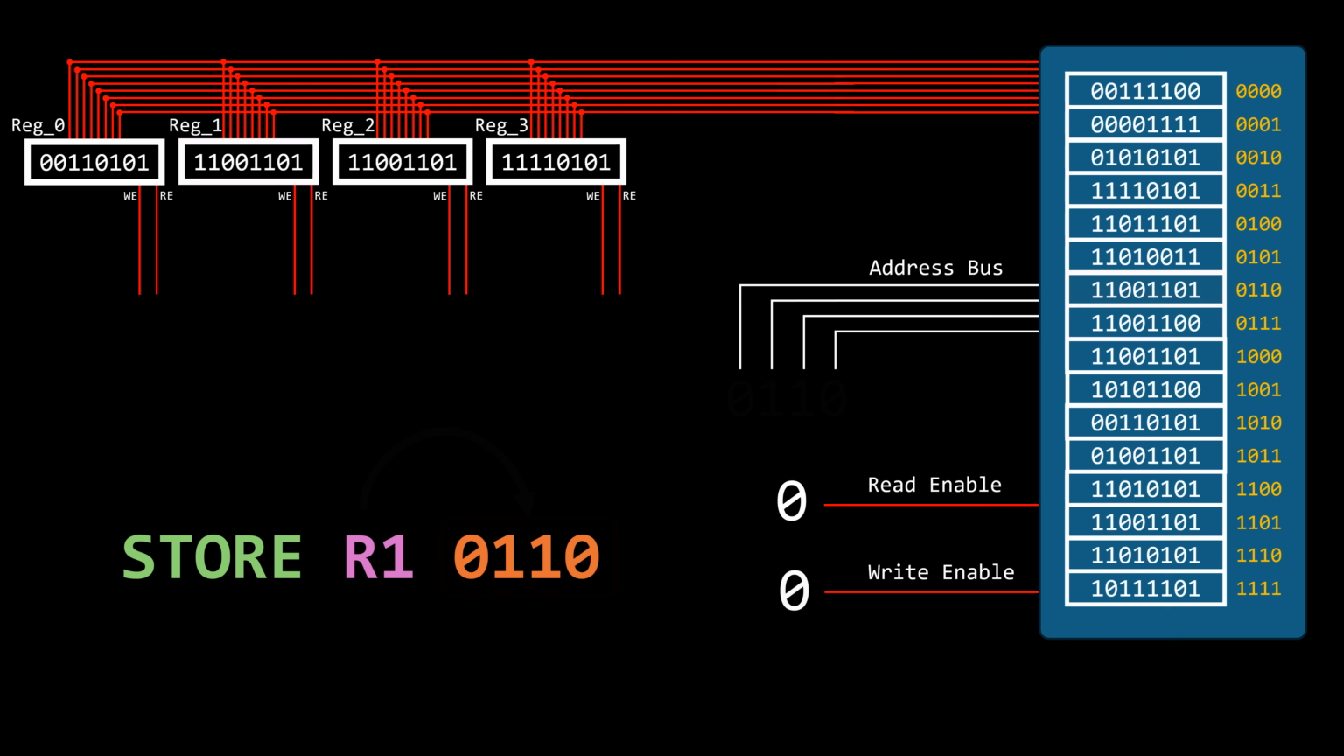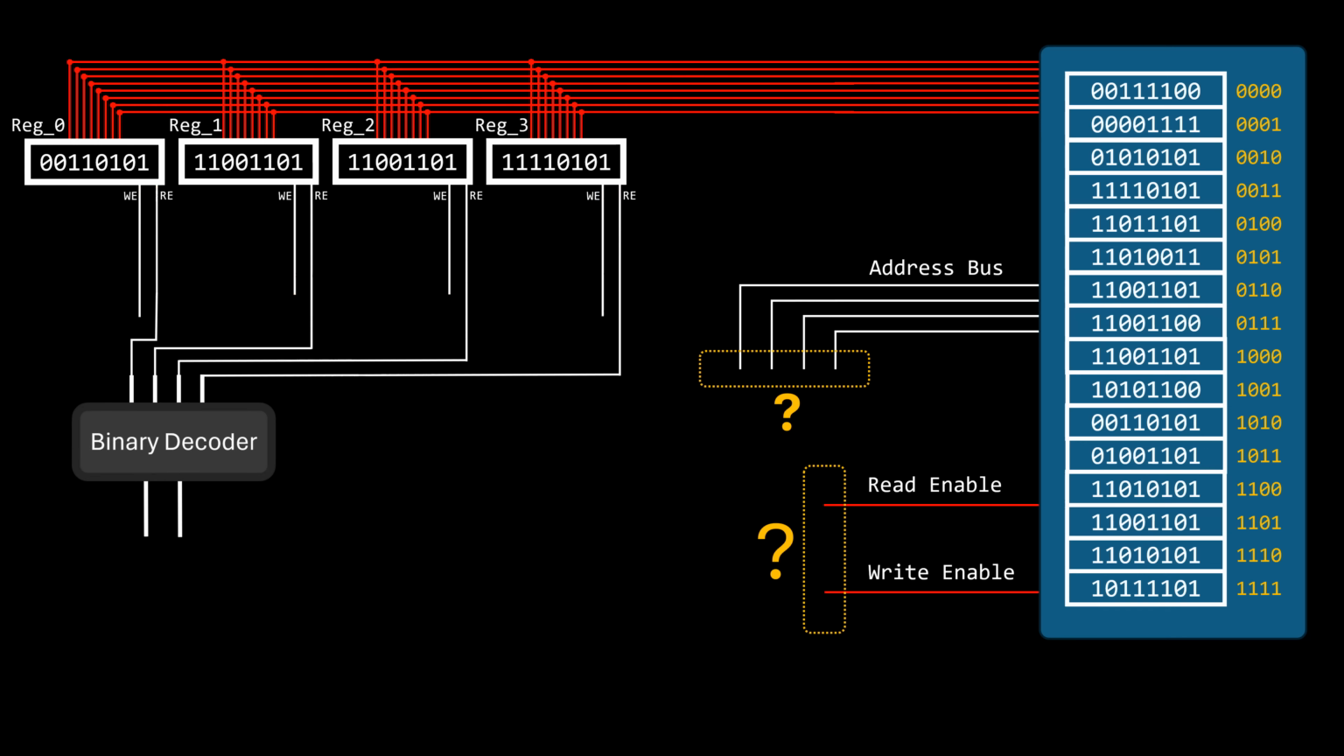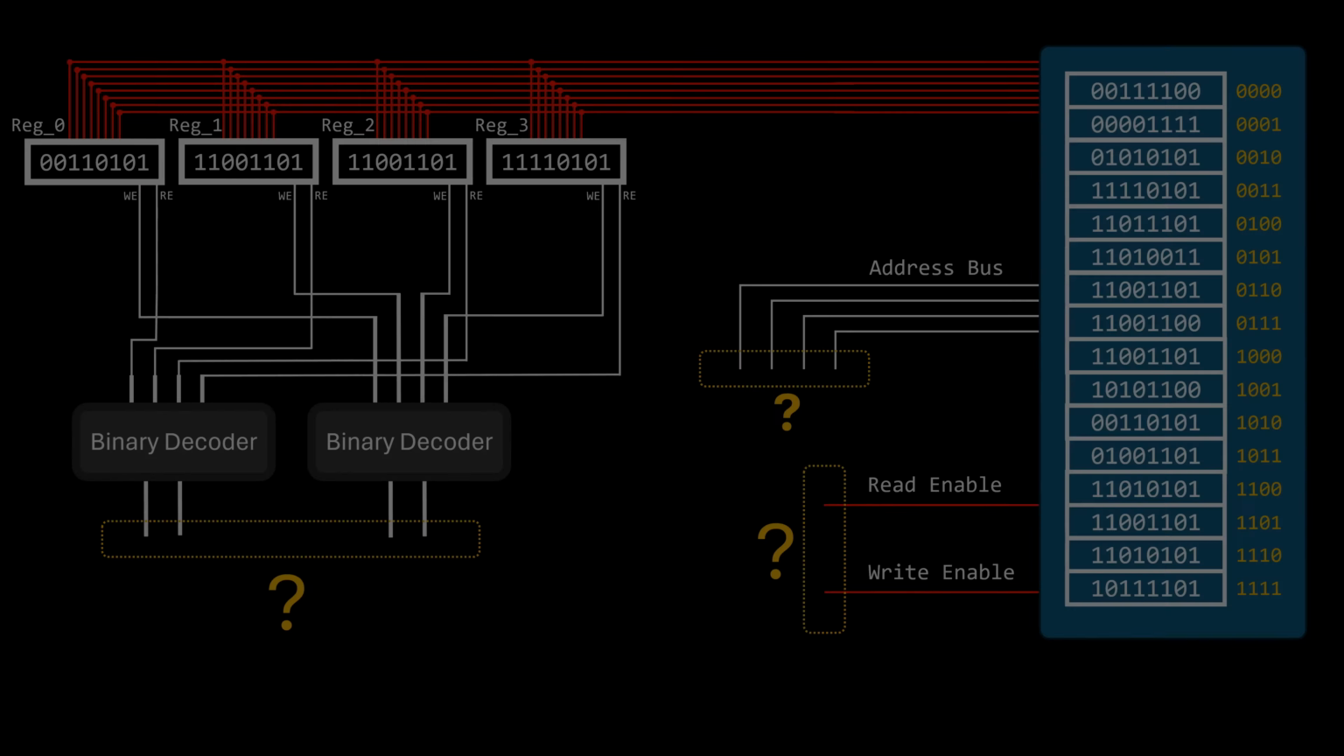Well, yes. But now we got the question. Where do all the signals necessary to control these components come from? We already established that binary decoders can be used for this task. But then where do the inputs for those decoders come from? The answer, after a quick message from Brilliant.